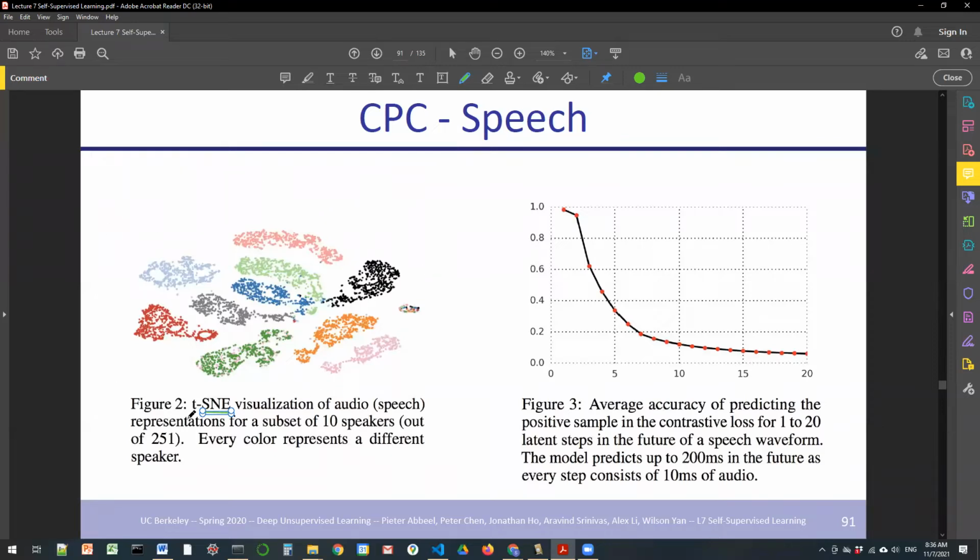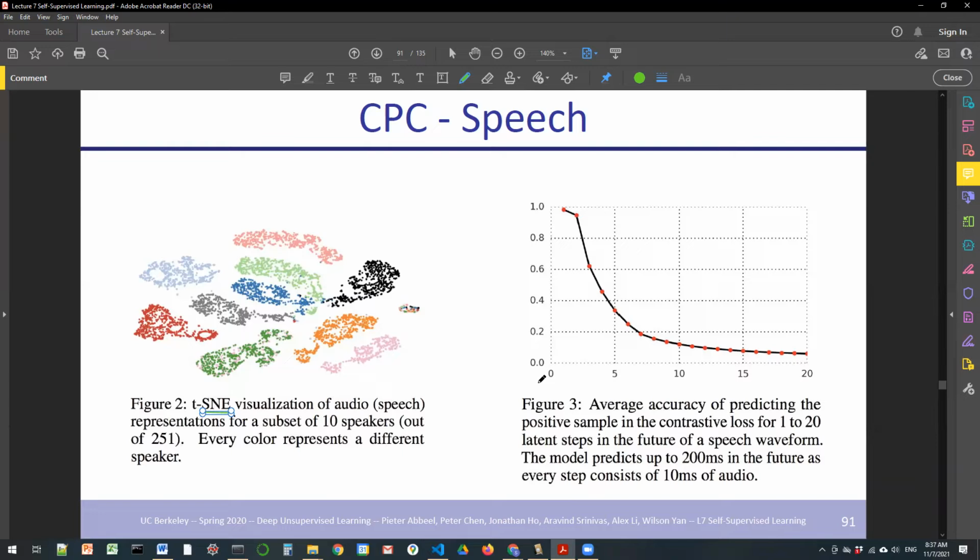on the left. So that's what this t-SNE plot shows, and you can see that they're nicely separated in the high embedding space, the embeddings that are learned, and the embeddings are used to then predict the identity of the speakers.